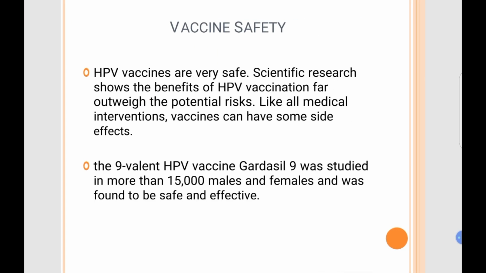Coming to the vaccine safety, HPV vaccine is very safe. Scientific research shows the benefits of HPV vaccination far outweigh the potential risk. Like all medical interventions, vaccines can have some side effects. Nonavalent HPV vaccine, that is Gardasil 9, was studied in more than 15,000 males and females and was found to be safe and effective.